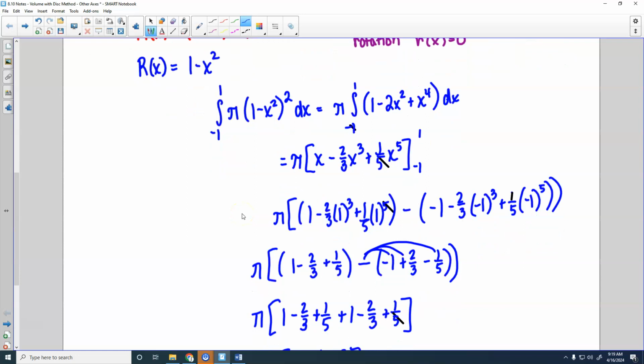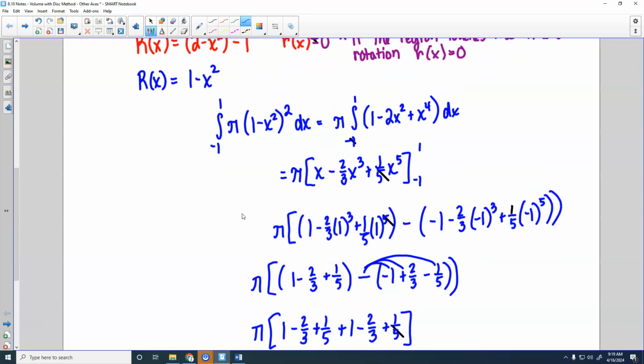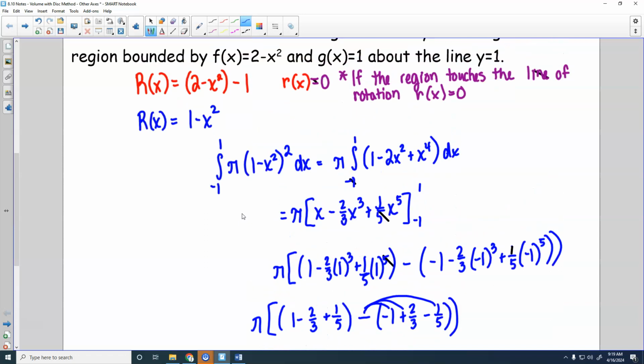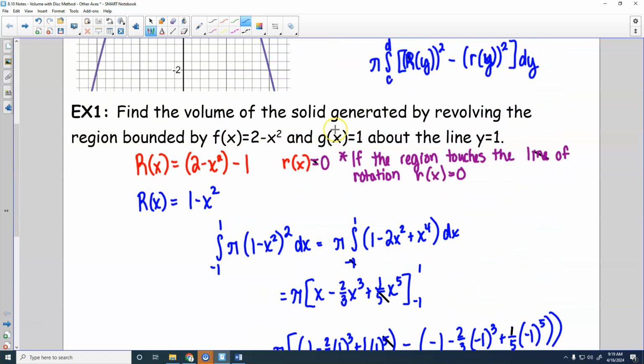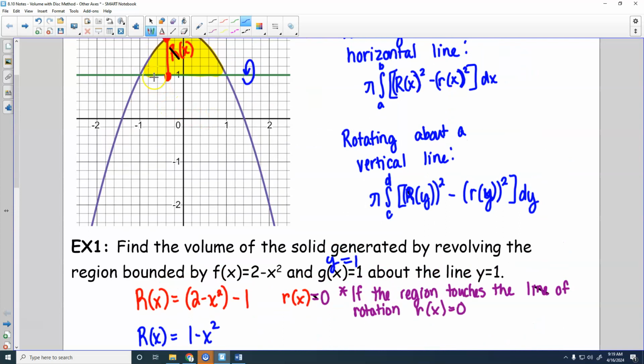All right, any other questions? Yes. G of x equals 1 is like y equals 1. That's a horizontal line at 1. So it is that green line that we have right there. Okay, questions? Let's try another one.